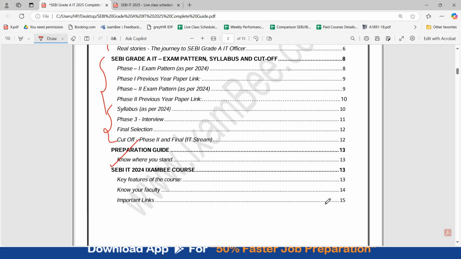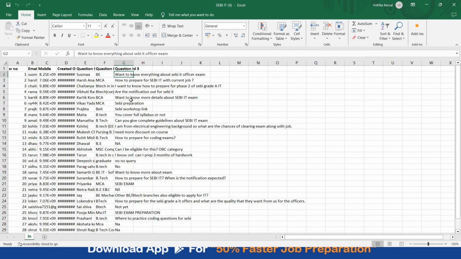After going through this PDF, if you have any queries, you can write to us and I'll address those queries for you. Coming to the next question, how to prepare for SEBI IT with a current job? This is the most common question of working professionals. How to start your preparation, how to manage time, how to prepare along with a job.